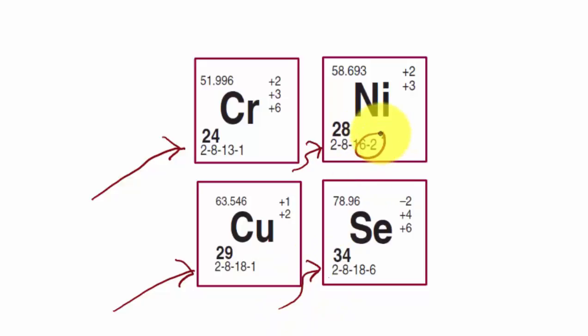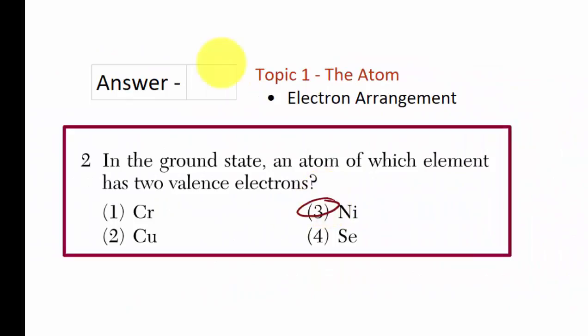And our winner, very easily spotted, is nickel with 2 valence electrons. So we're going to select answer number 3.